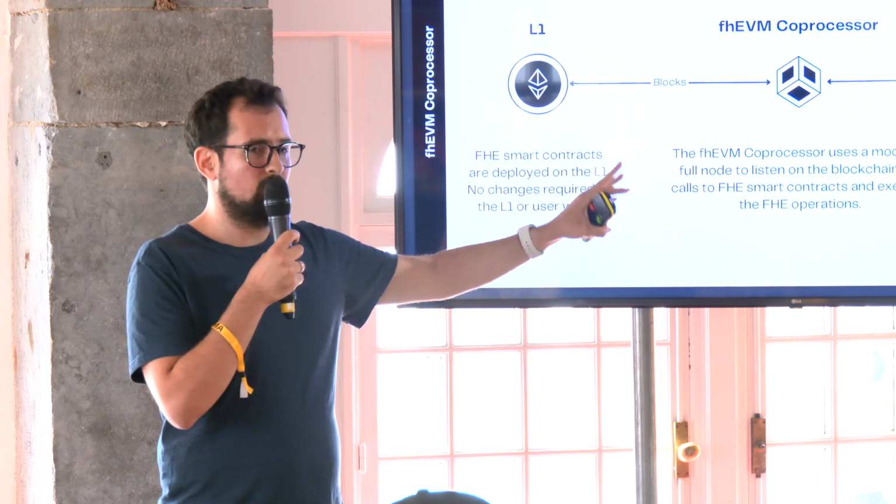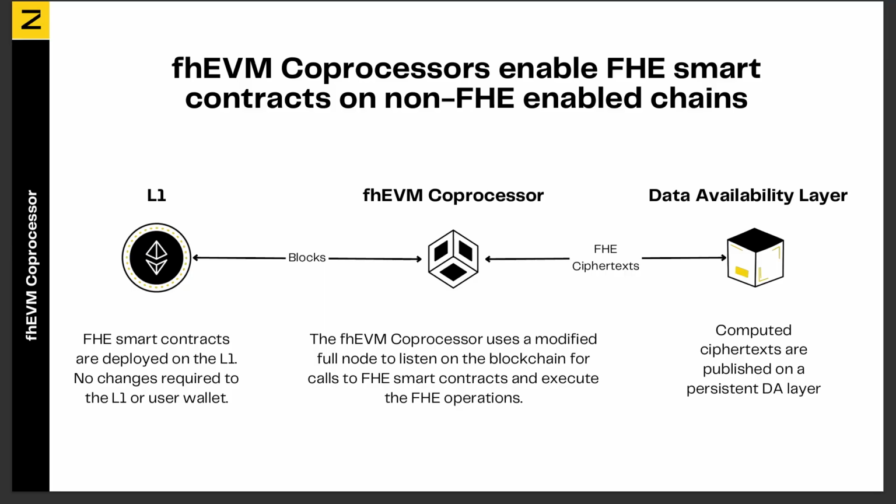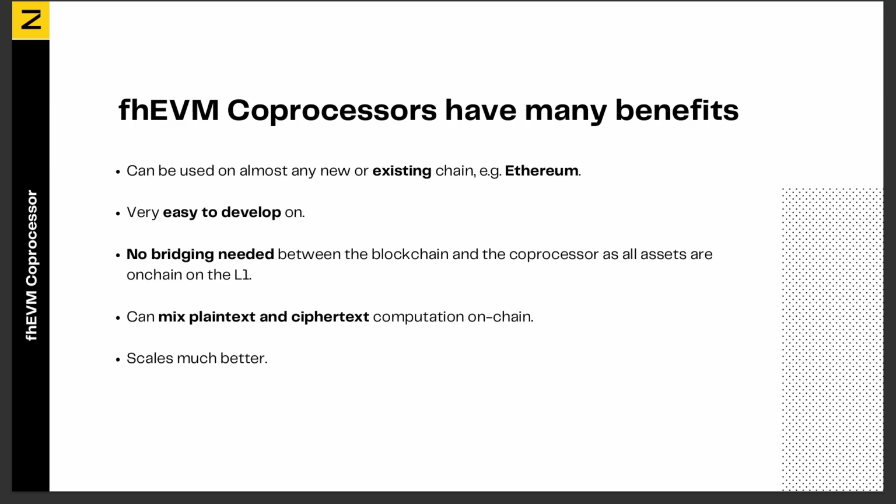Data availability, as I started mentioning, is just a persistent key value store, and it's public. It's just to map handles to ciphertexts. So yes, that's the basic idea. I'll go into more detail.